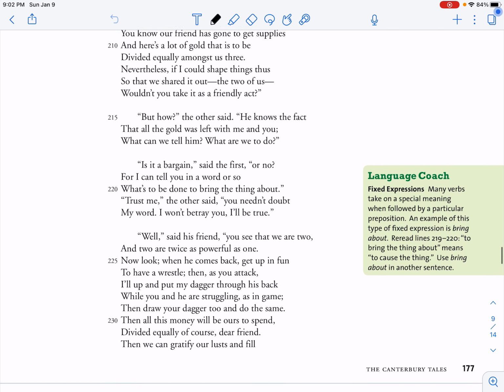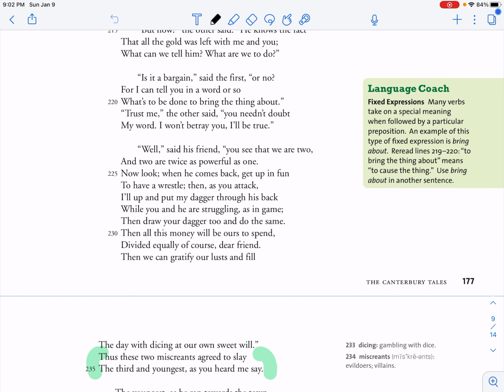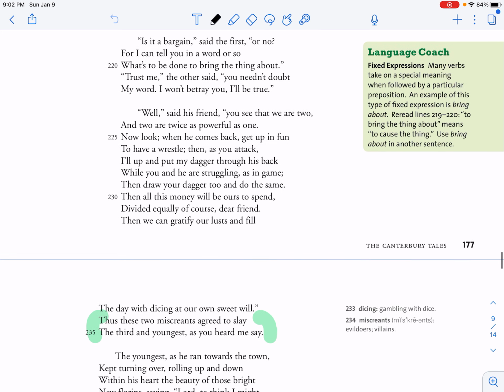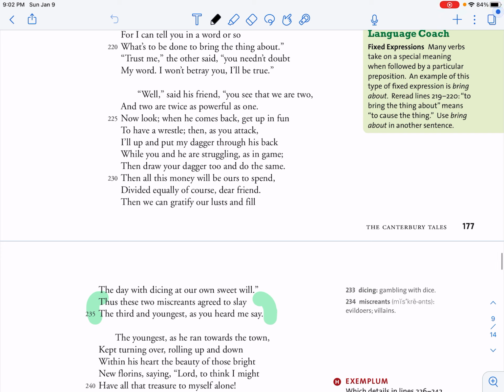But how, the other said. He knows the fact that all the gold was left with me and you. What can we tell him? What are we to do? Is it a bargain, said the first, or no? For I can tell you in a word or so what's to be done to bring the thing about. Trust me, the other said. You needn't doubt. My word, I won't betray you. I'll be true.